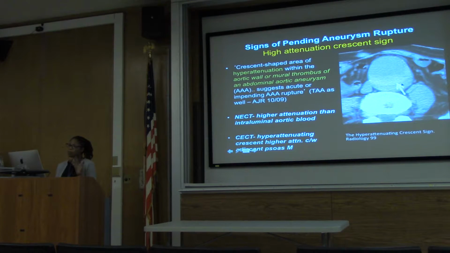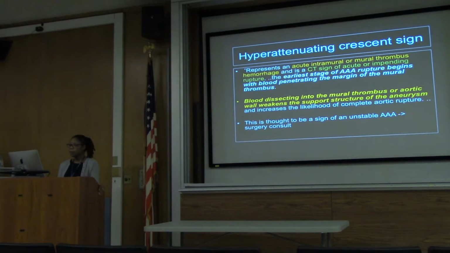It's kind of more difficult to see on the contrast study than the non-contrast study, but if you look closely, you can see that there's definitely a crescentic high attenuation region within this aneurysm, and this is a hyperattenuating crescent sign, which is a very important sign, because this means that this patient is probably going to rupture soon. Okay, the blood is dissecting within the thrombus and causing this appearance.